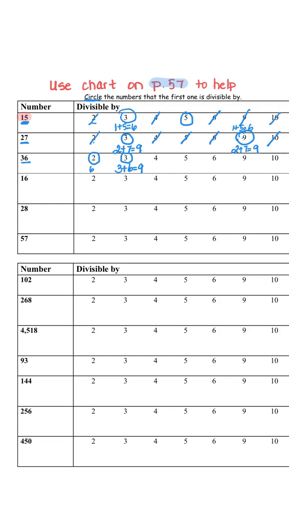Can 4 go into 36, or is 36 divisible by 4? For the 4s, boys and girls, you really need to know your multiplication facts, or you can simply use your calculator to help you. Is 36 divisible by 4? The answer is yes. 4 times 9 is 36. Is 36 divisible by 5? Does 36 end in a 5 or a 0? The answer is no. Now for the 6s, if you know your facts, you would just simply circle it and say, well, I know 36 divided by 6 is 6, so that's a yes.